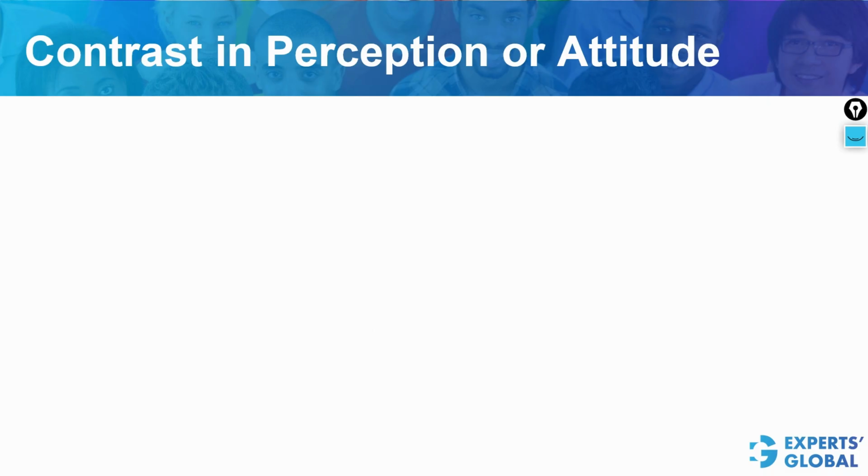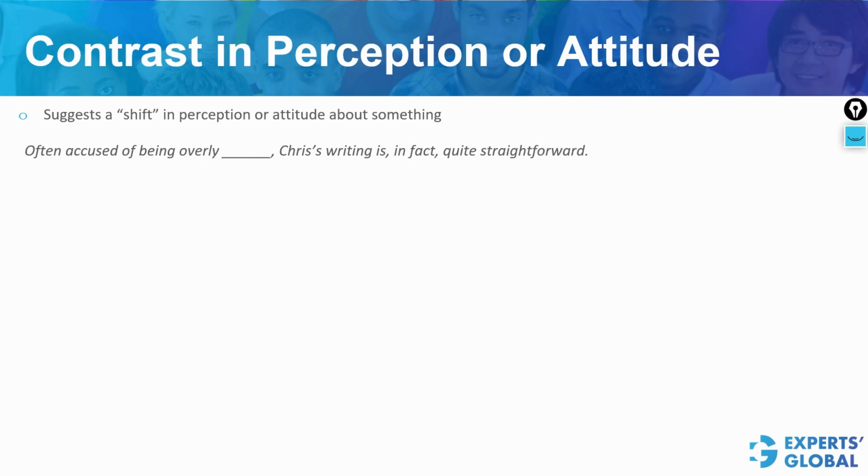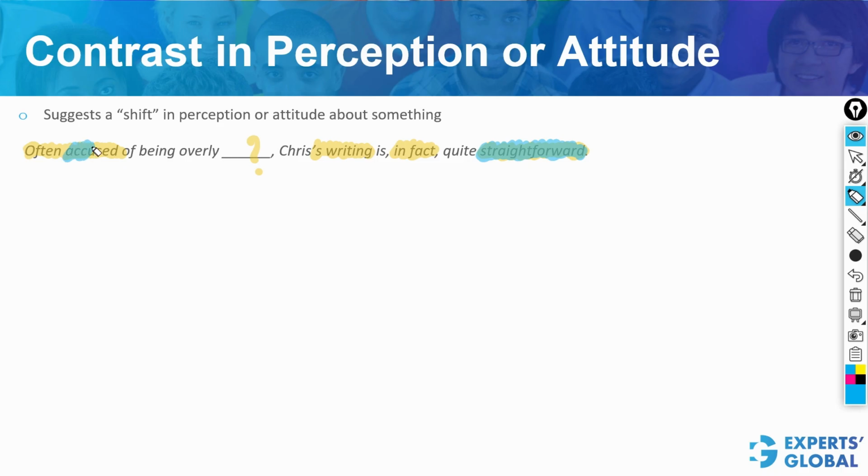Contrast in perception or attitude in a sentence suggests a shift in perception or attitude about something. Let's take some examples. Look at this sentence. You can sense a contrast or shift in perception here that this person's writing, while often accused of being overly something, is in fact quite straightforward. So in reality, his writing is straightforward. Therefore, the perception must be something opposite. Our broad expectation from the correct answer choice needs to be something on the lines of fancy.